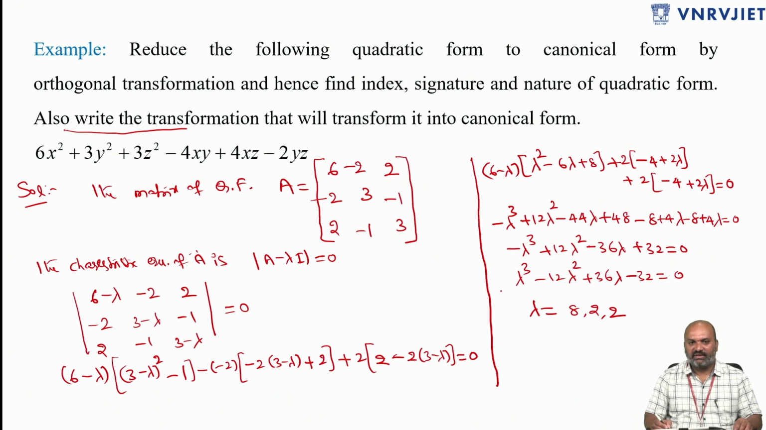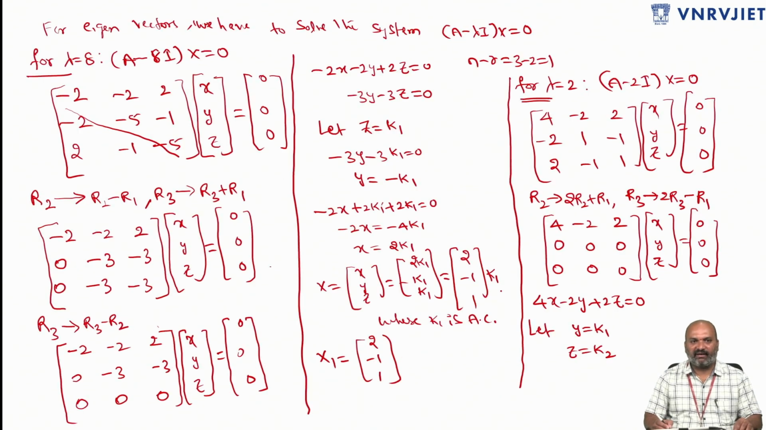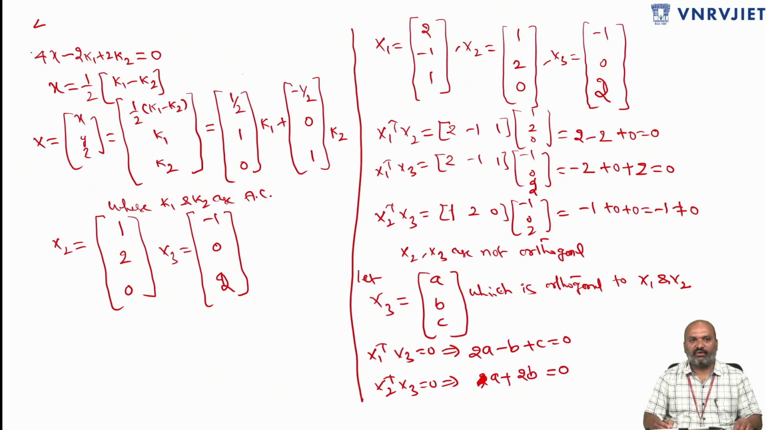Next, eigenvalues 8, 2, 2 and the corresponding eigenvectors. Corresponding to 8 it is (2, -1, 1). Corresponding to lambda equals 2 it is (1, 2, 0) and (-1, 0, 2). And we determine whether they are pairwise orthogonal or not. Since there is a repeated eigenvalue, we have to verify. If the eigenvalues are distinct, no need to verify; the corresponding eigenvectors are pairwise orthogonal.